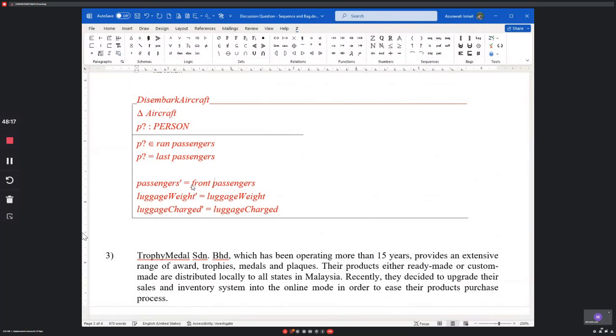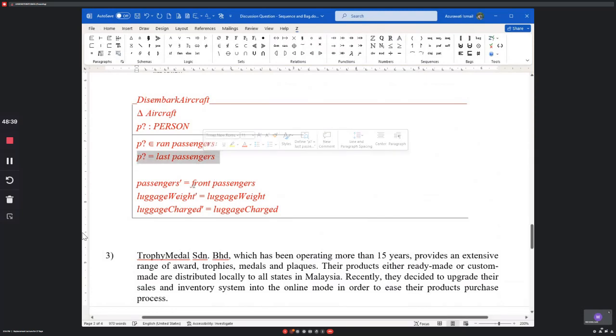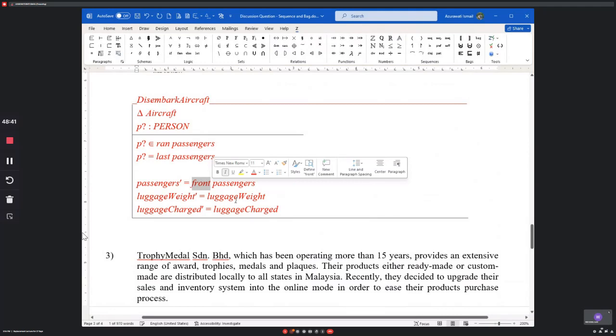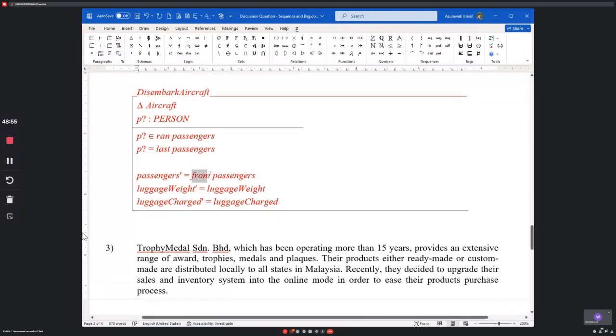Remember, first in, first out, you normally use head and tail. But when it comes to last in, first out, LIFO, you go for front and last. So the last person goes out, so the rest of the passengers will be from the front. The last passenger goes out, then the passengers left in the aircraft will be the front passengers. So you update with the front passengers.